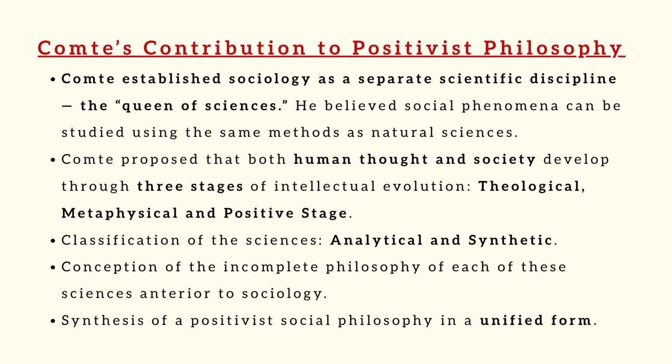One of Comte's most famous contributions was his law of three stages. According to him, both human thought and society evolve through three distinct stages of intellectual development. These three stages are, first, the theological stage. In this earliest stage, people explain everything through religion or divine power. Events are understood as the will of gods or supernatural forces. The second stage is the metaphysical stage. In this transitional stage, abstract reasoning replaces religious explanation.